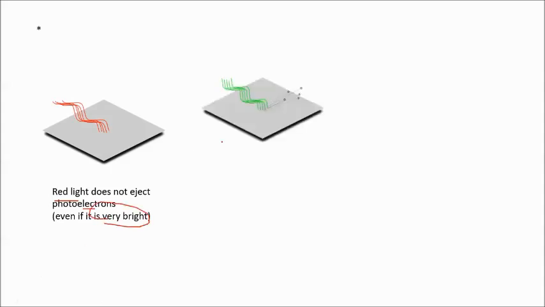Okay, so we have this red light. Red light does not eject photoelectrons even if it is very bright. For green light, it does eject photoelectrons even if it is very dim.